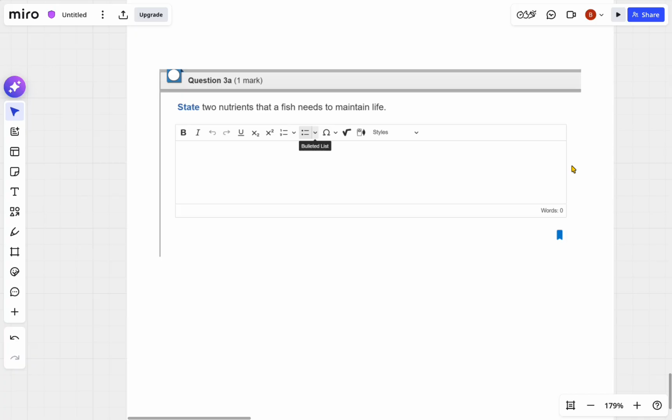State from the nutrients that a fish needs to maintain life. So in the context of the hand warmer, let's just list down the temperature, it warms our hands. And how does that happen? It only happens when the reaction takes place. So we know that a change of temperature is an indicator that a reaction is taking place with the surroundings.